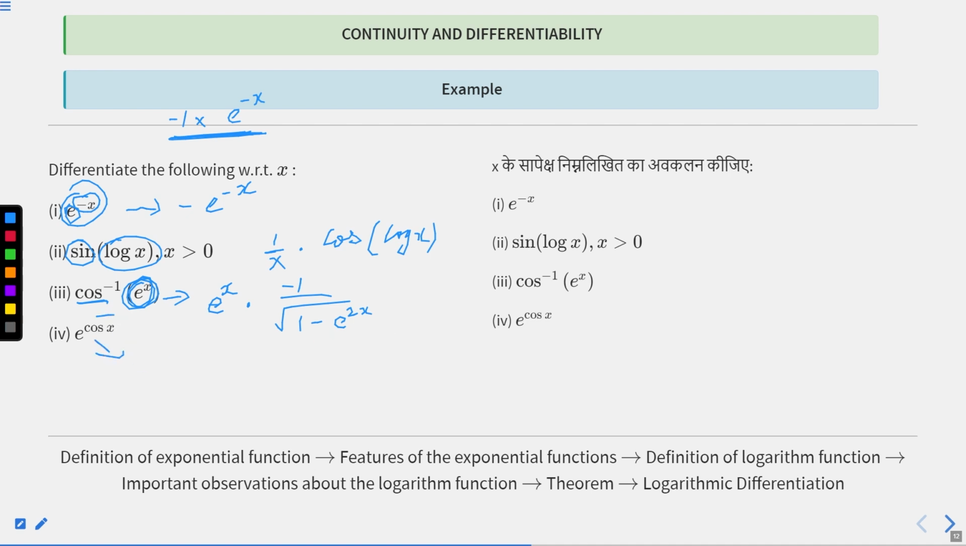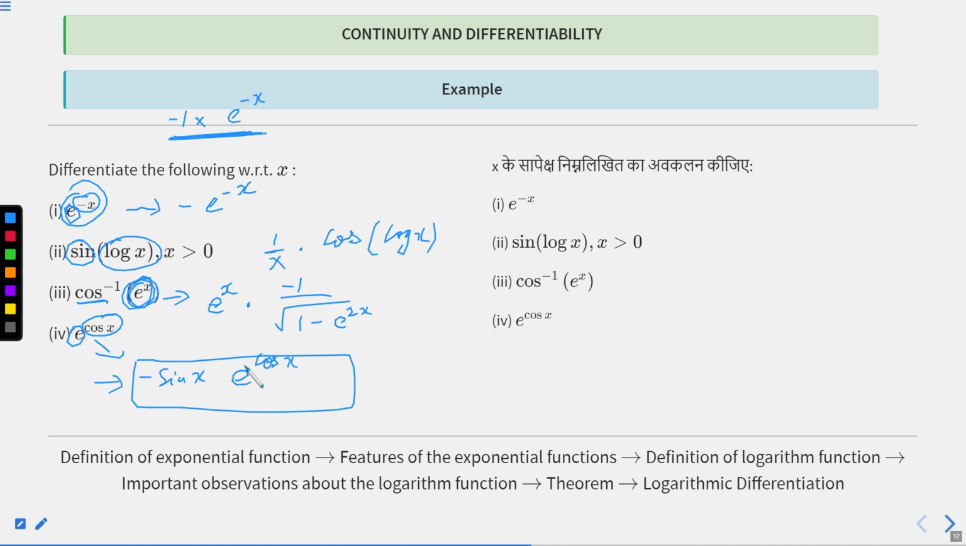Now the derivative of this thing means minus cos x. Now the derivative of the outside thing is e power whatever the power is. So e power, so it will be e of x. So the derivative will be this thing. Okay.